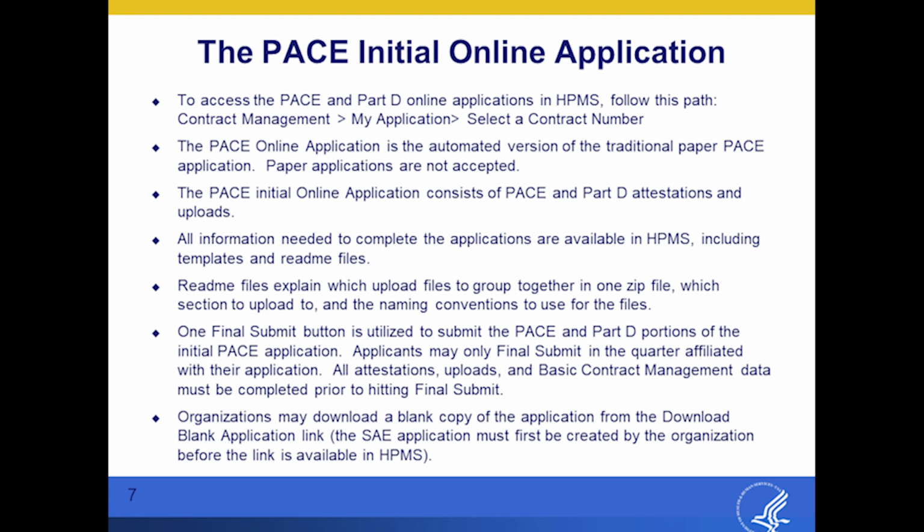One Final Submit button is utilized to submit the PACE and Part D portions of the initial PACE application. Applicants may only final submit in the quarter affiliated with their application. All attestations, uploads, and basic contract management data must be completed prior to hitting Final Submit. Organizations may download a blank copy of the application from the Download Blank Application link. The SAE application must first be created by the organization before the link is available in HPMS.